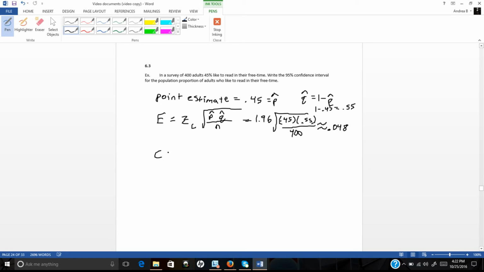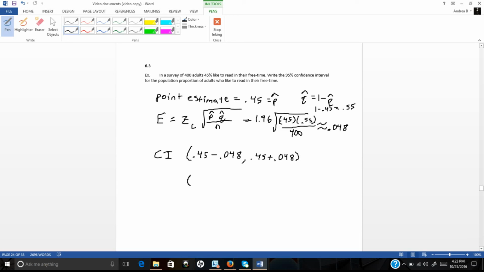So that's the margin of error. To find the confidence interval, I'm going to label that CI for confidence interval again. We start with the point estimate, which was 0.45. That's how we were estimating the proportion of those who like to read in their free time. Then we do minus the margin of error and plus the margin of error. We write the smaller one first, because intervals always have the smaller number on the left and the larger number on the right, just like with a number line. So you add and subtract that margin of error.